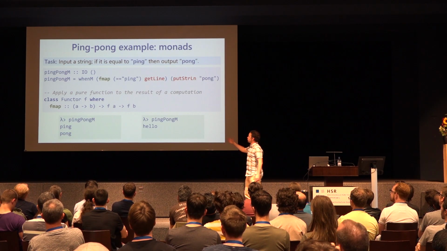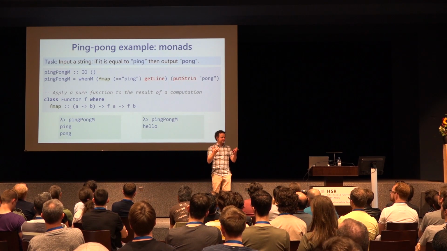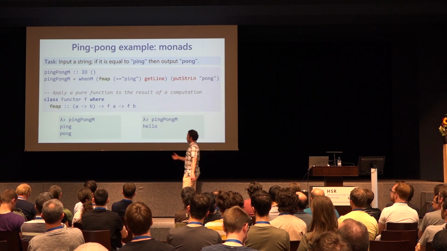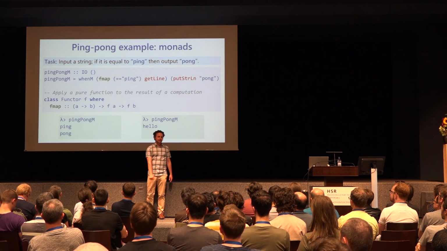How do we do it? Well, our getLine function reads a string, but what we want is a Boolean. So how do we turn a string into a Boolean? Here's where the Functor class becomes useful.